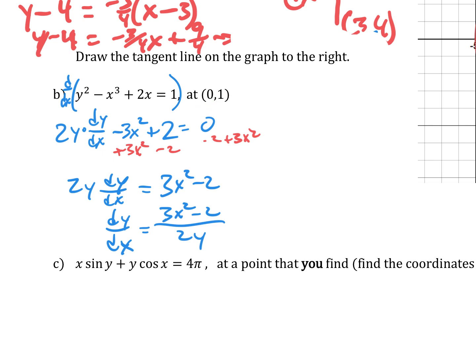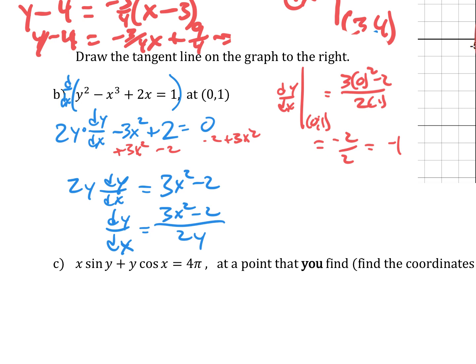derivative at 0, y, so at (0, 1), sorry. So the derivative dy/dx evaluated at (0, 1) is going to be 3 times 0 squared minus 2 all over 2 times 1. Okay, negative 2 over 2, which is negative 1. So the slope is negative 1.